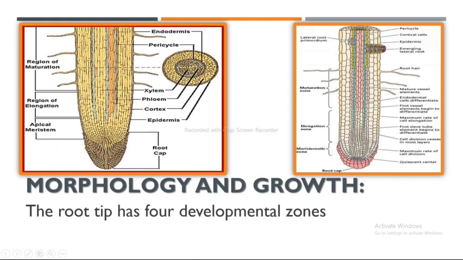In the last, you can see that this is the meristematic zone, and there is the maximum rate of cell division in this zone. And this is quiescent center. In the last, you can see that this is the root cap. This is pericycle. These are cortical cells. This is epidermis, and this is emerging lateral root. And this is the lateral root primordium as shown in the figure.